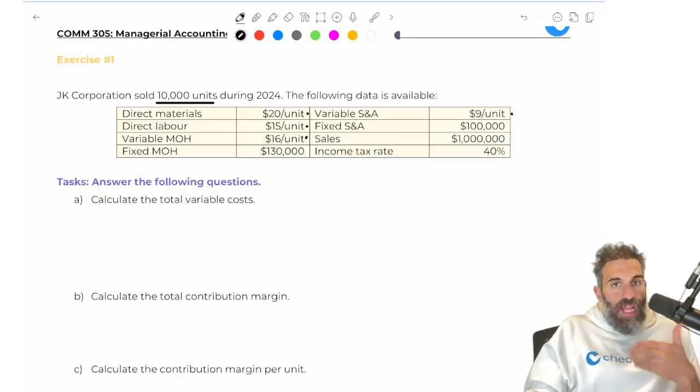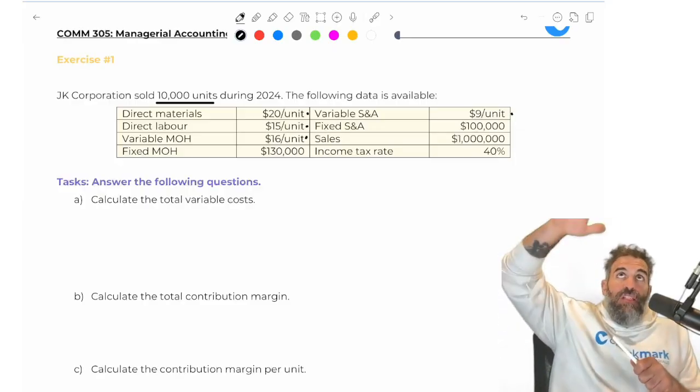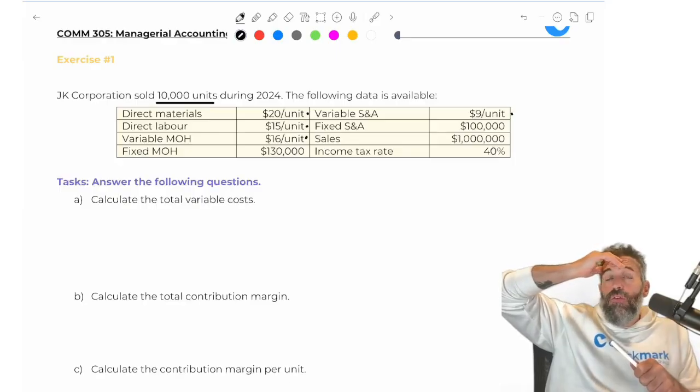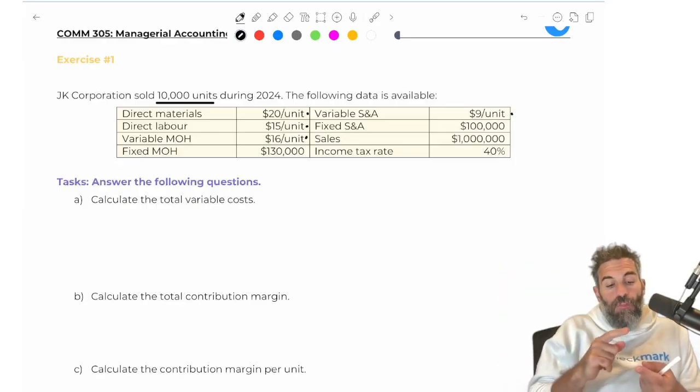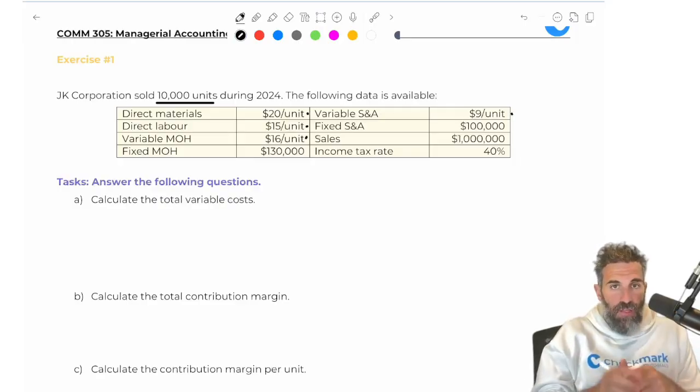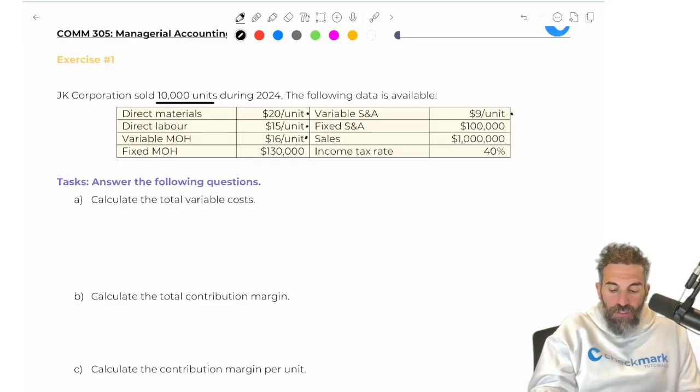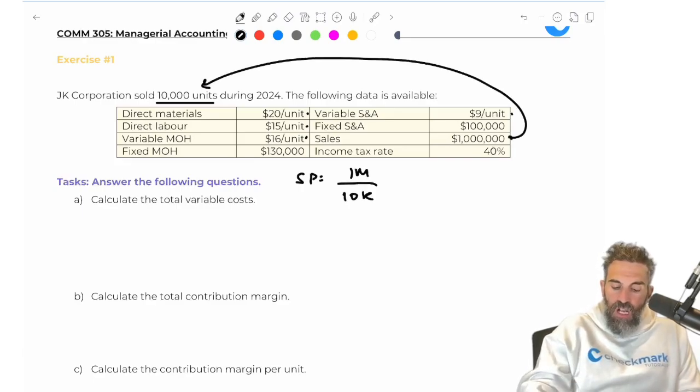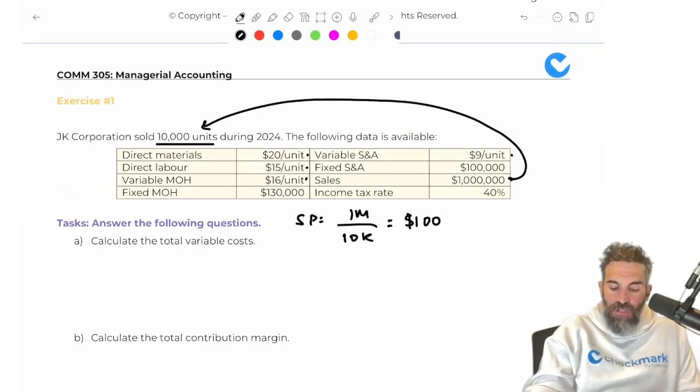One thing I like to do, whether they ask it or not, when I start a question like this, is I have a checklist that I go through in my head. I want to know the number of units I sold. They gave me that as 10,000. I want to know the selling price. Oh, I don't have that. So how am I going to find it? Well, I know sales. They gave me my total sales. So SP for selling price, if you take 1 million divided by the 10,000 units, I know that my selling price is $100 per unit. So this is something I always want to have. If you're writing a list here, so far I've said units, and I've said selling price. I want to know those things.